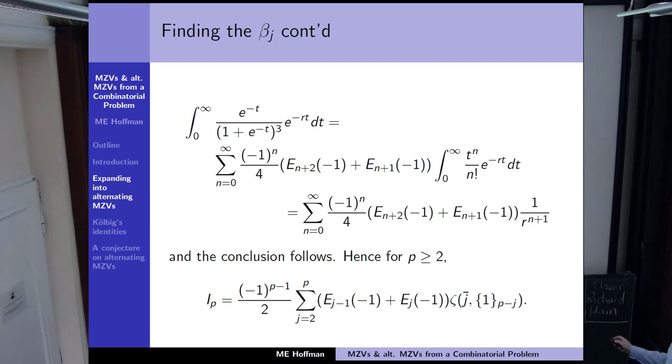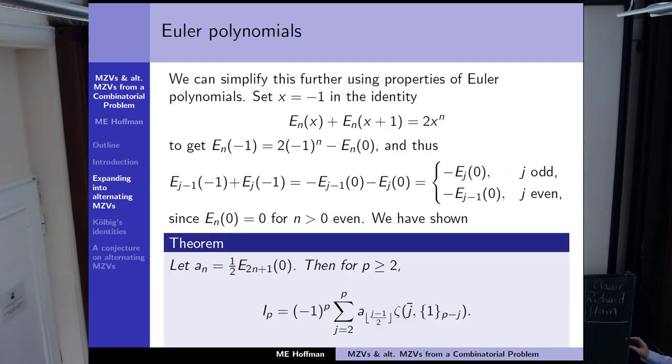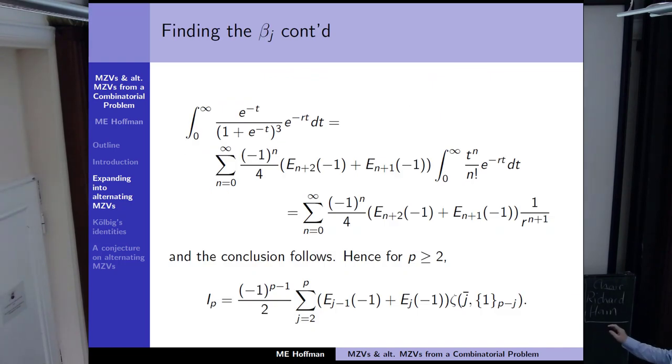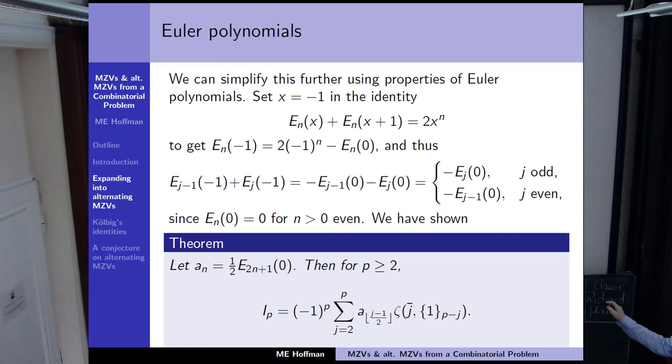Okay, so the point is, I explicitly have what these coefficients are. But that's sort of a stupid way to write them, actually, because now we just play around with Euler polynomials a little bit. There's a basic identity for Euler polynomials. If you set x equal to negative 1 in that formula, you find that E sub n of minus 1 is just 2 to the minus 1 in the end minus the value of E at 0. So that sum that appears here is just going to be, because it's adjacent values of n, these terms will cancel, so that'll go away. And then, the thing about values of the Euler polynomials at zero is half the time they're zero because E_n is zero if n is even.